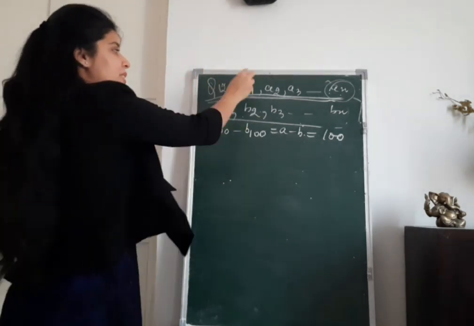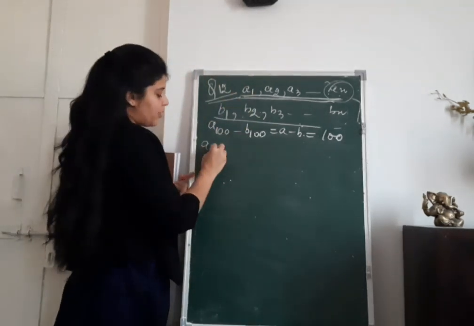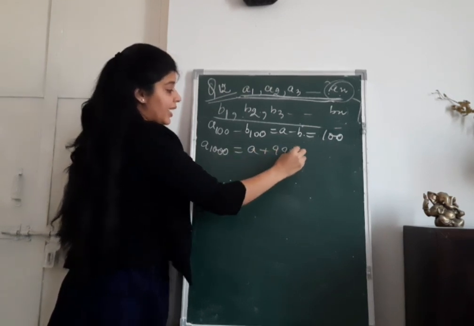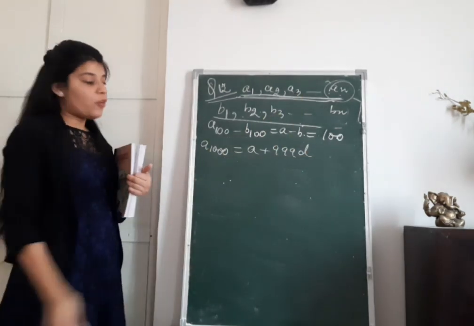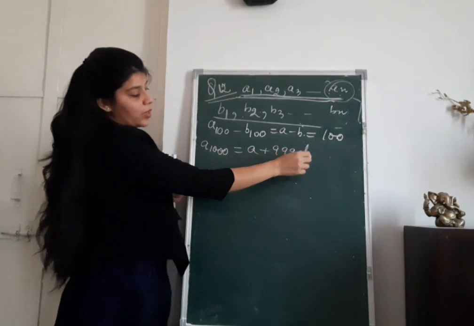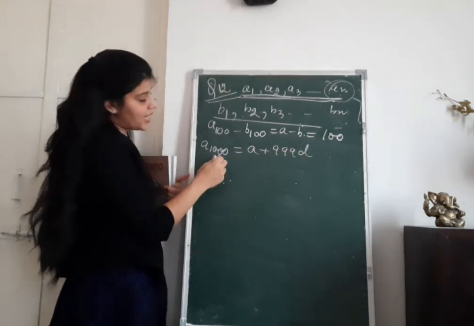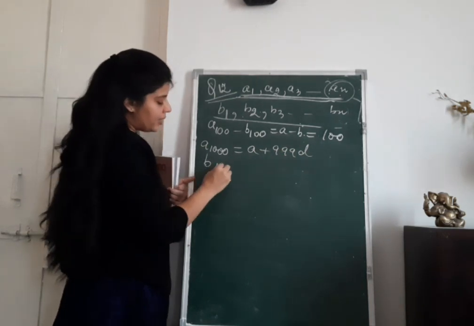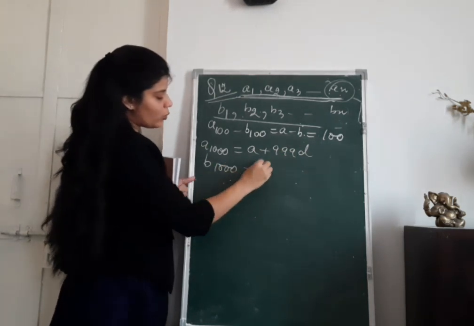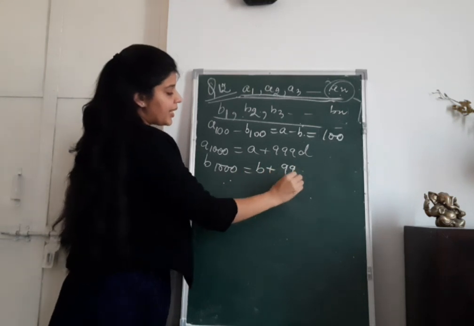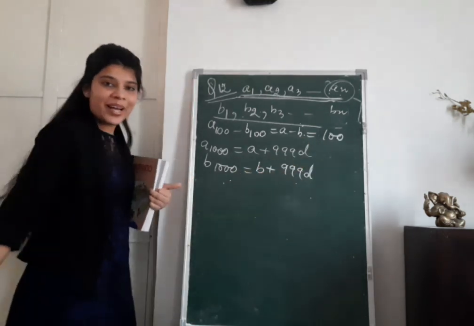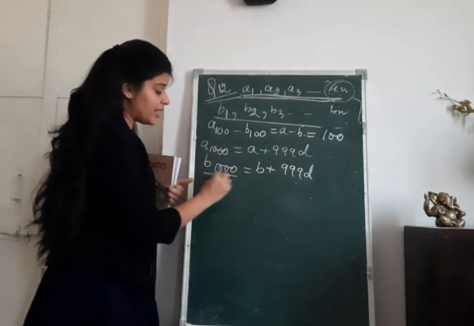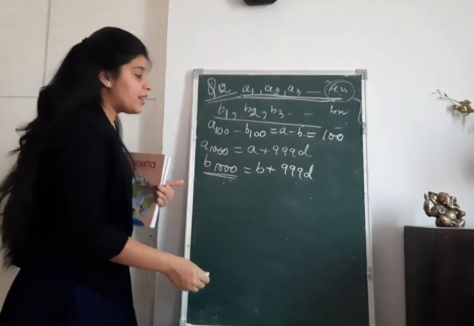What will be the 1000th term of this AP? It will be A1000 is equal to a plus 999 into d. Using the formula An is equal to a plus n minus 1 into d, if I put the value of n as 1000, I get a plus 999 into d. In the similar manner, B1000 is going to be equal to what? b plus 999 into d. Right? Using the same formula and putting the value of n as 1000.